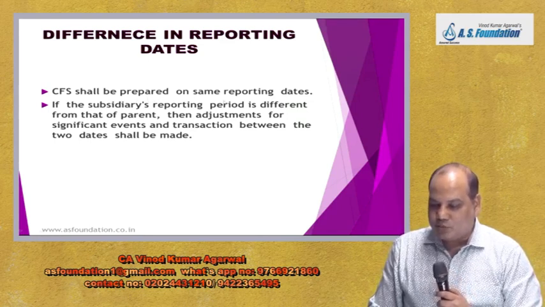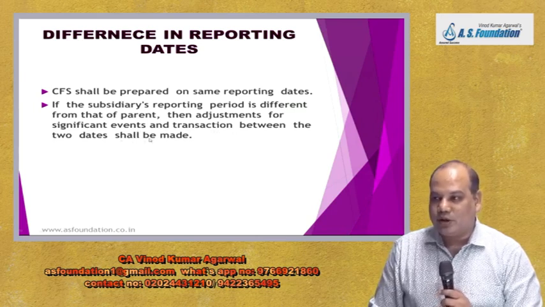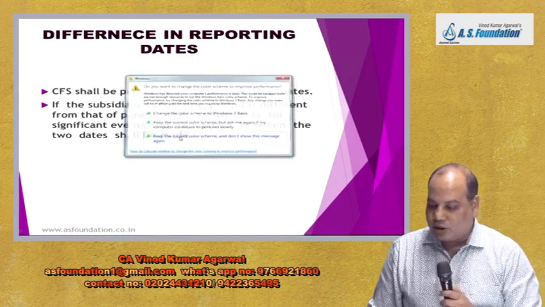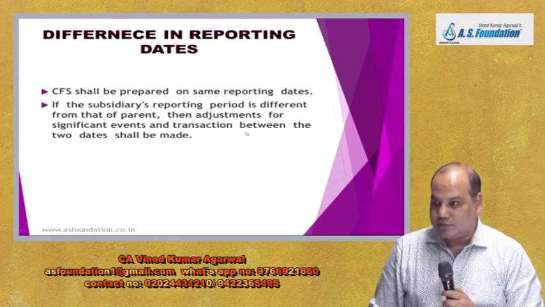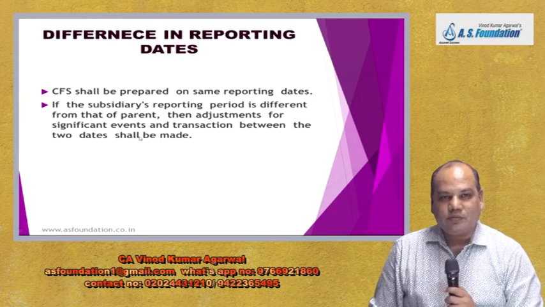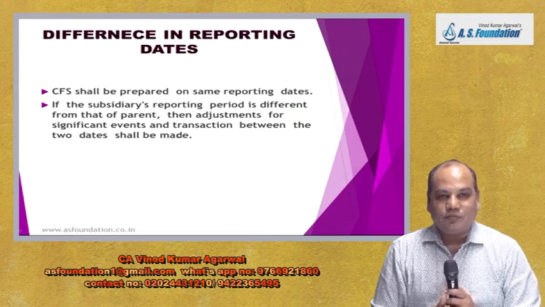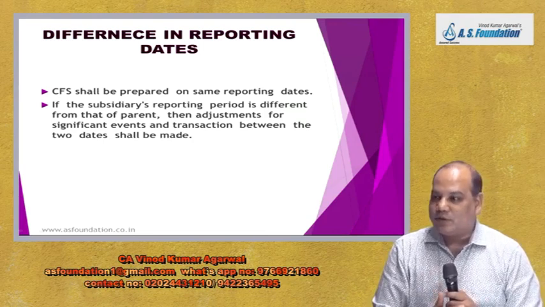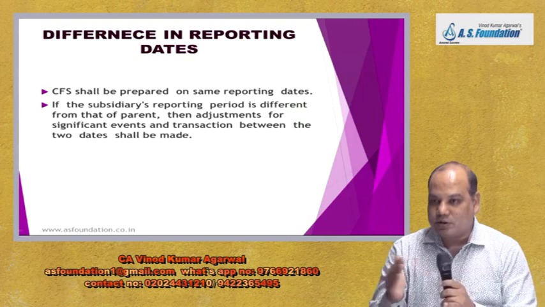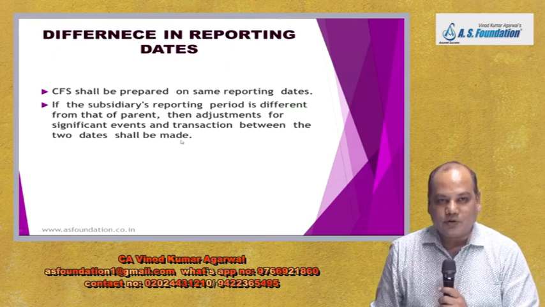So ideally the CFS should be prepared on the same reporting date. If different, then adjustment for significant event and transaction between the two dates shall be made. So here again the examiner can test you. They can give you two different dates, one 31st March, one 31st December, and they may give you some transaction between these two dates. So you have to update the financial statement of the subsidiary. After considering those transactions, prepare fresh statement of financial position and then use that for the purpose of consolidation.